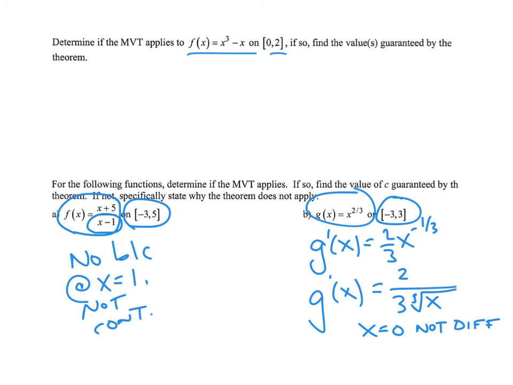Could it happen? Sure. But I'm not guaranteed that the slope of the tangent is equal to the slope of the secant from negative 3 to 3. So keep our eyes peeled about using and not using. The AP exam will check to see if you understand here.